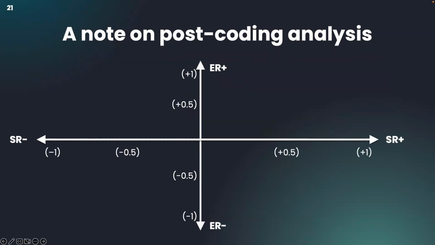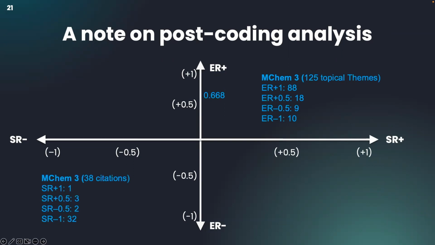So what I did was I first tallied the coded values. For example, in marine chemistry article number 3, we had 125 topical themes, and I coded them into these 4 categories, then divided by 125, and I got 0.668, which is roughly there. Then I did the same thing for citations. Again, after tallying, I got 0.8, which would roughly give you this position in the knowledge code quadrant. So I did this for the 120 articles. Okay, does anybody have any question about the methodology before I jump into the results?